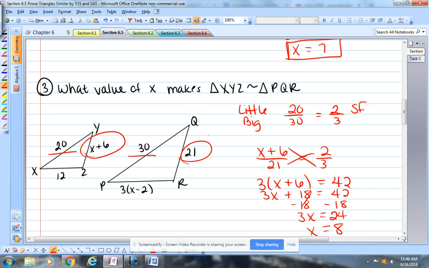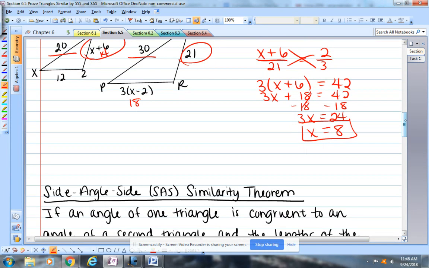Again, I can check it. 8 plus 6 is 14. 14 over 21 does reduce to 2/3. Down here, x minus 2 would be 6. 3 times 6 is 18. And then 12 over 18 also reduces to 2/3. So that was just me checking my answer.